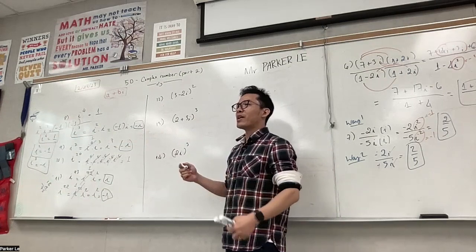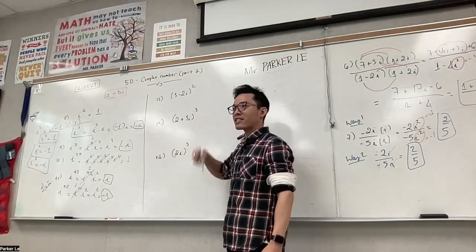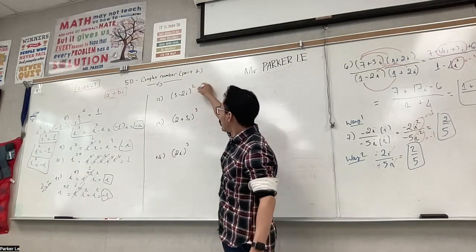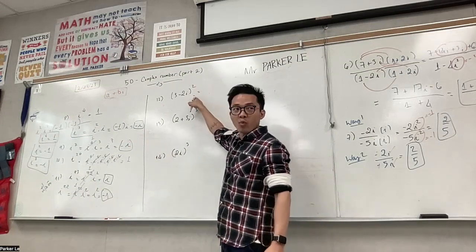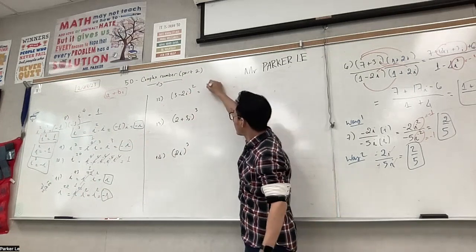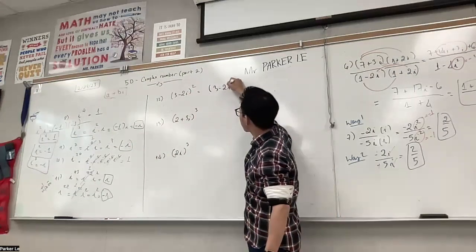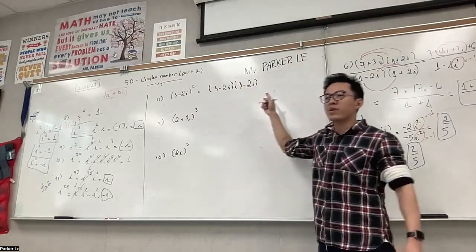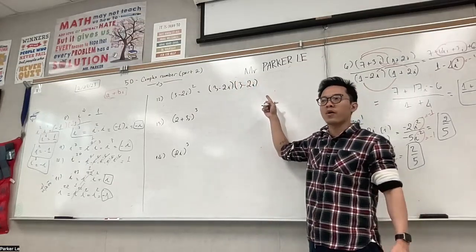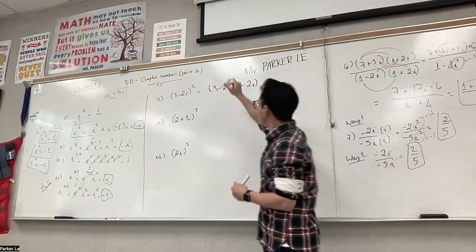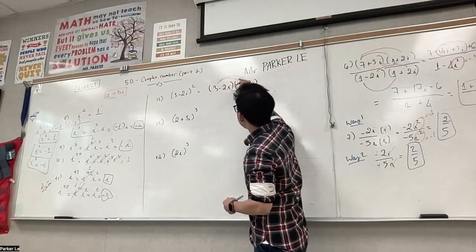Just write down, and I'll explain again next time, okay? Actually, not that bad. Square is the number multiplied by itself, so we write like this. After you rewrite like this, just do FOIL.